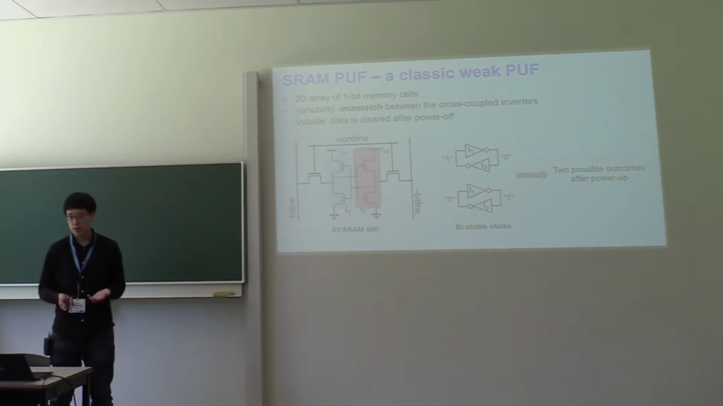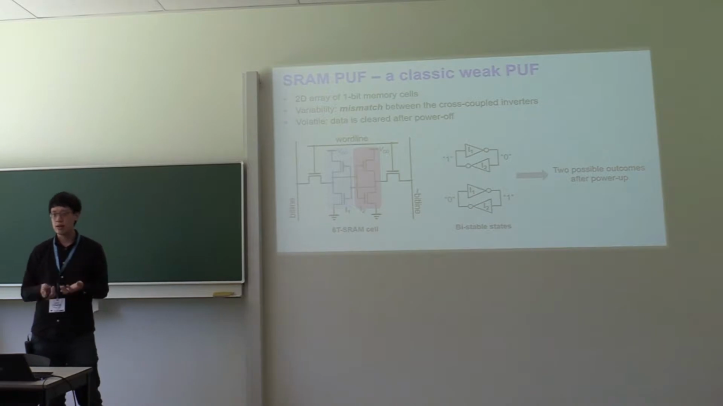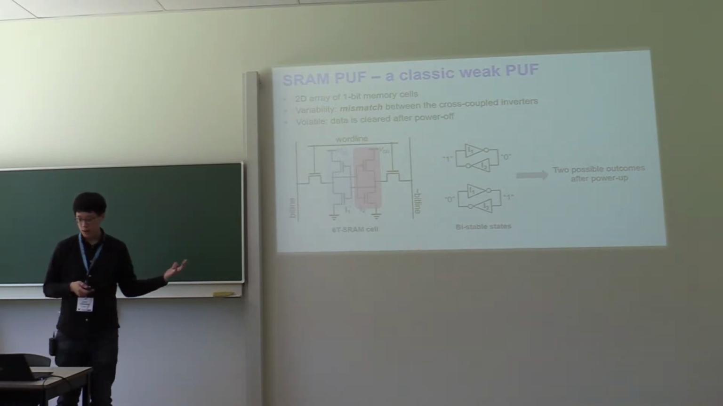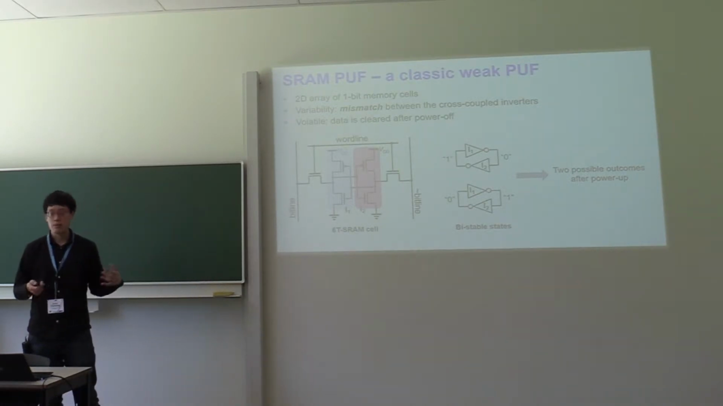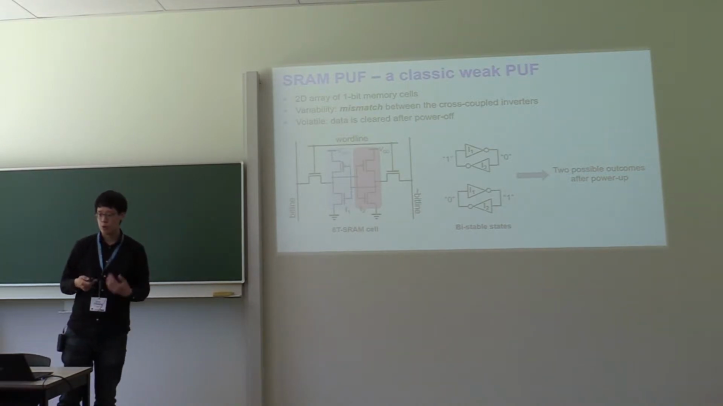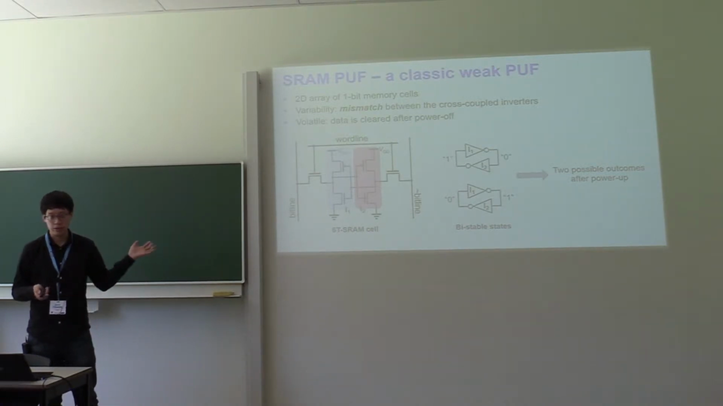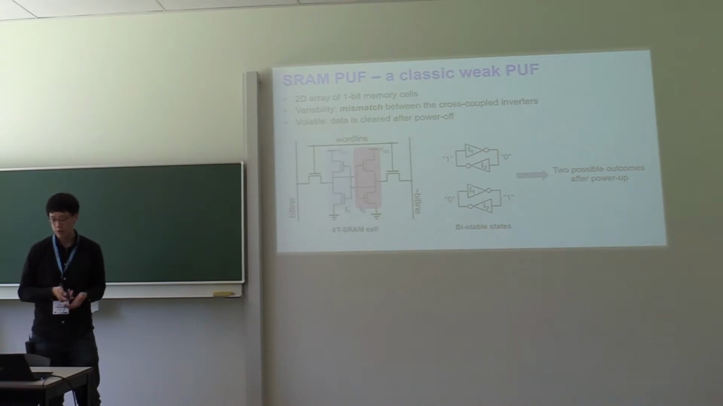There's another property of SRAMs: because it's volatile, the data is gone after you power it off, and in some cases it provides more security if it loses this data when it's powered off.